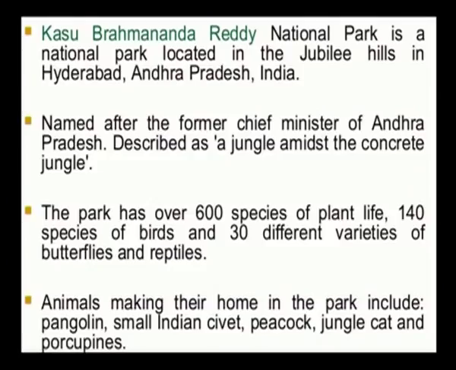Usually the concept of a forest or a wildlife sanctuary or a national park is outskirts, surrounded by hills and forests and trees, but here it's bang in the center of the city. The park has around 600 species of plant life, 140 species of birds and 30 different varieties of butterflies and reptiles. Animals making their home in the park include the pangolin, the small Indian civet, peacock, the jungle cat and porcupines.